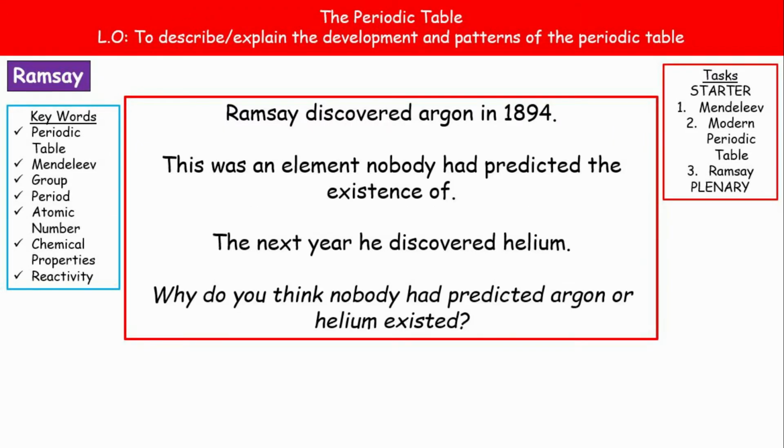When we get to 1894, then we've got another scientist called Ramsay, and he actually discovered an element called argon. Now, this was an element that nobody had predicted existed at all. And the year after that, he discovered helium. So, thinking about what we know, why do we think that nobody had predicted argon or helium existed?